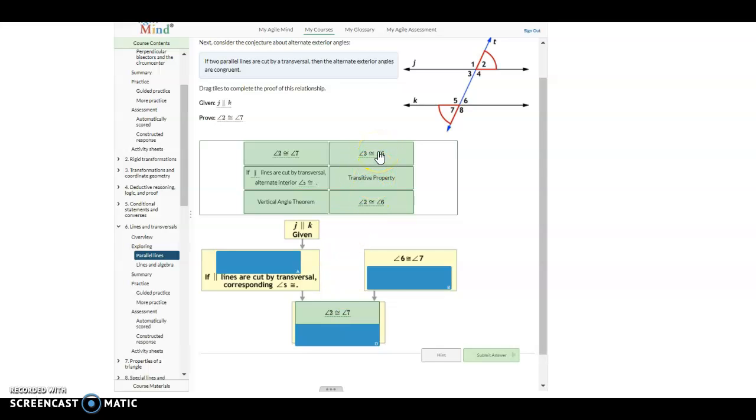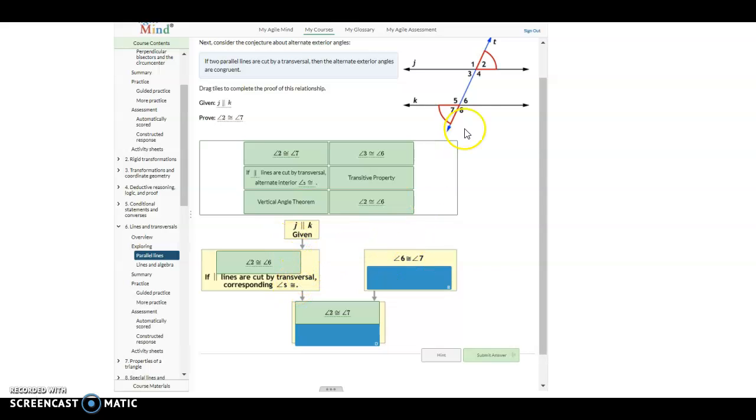Angles 3 and 6, or angles 2 and 6? Well, if we look at 3 and 6, those are not corresponding angles. Remember, 3 and 6 are alternate interior angles, so it wouldn't make sense to put them here and say they're corresponding. So the correct answer for this statement is angles 2 and 6 being congruent using the corresponding angles theorem. They are corresponding angles, and since your lines are parallel, they have to be congruent to each other.